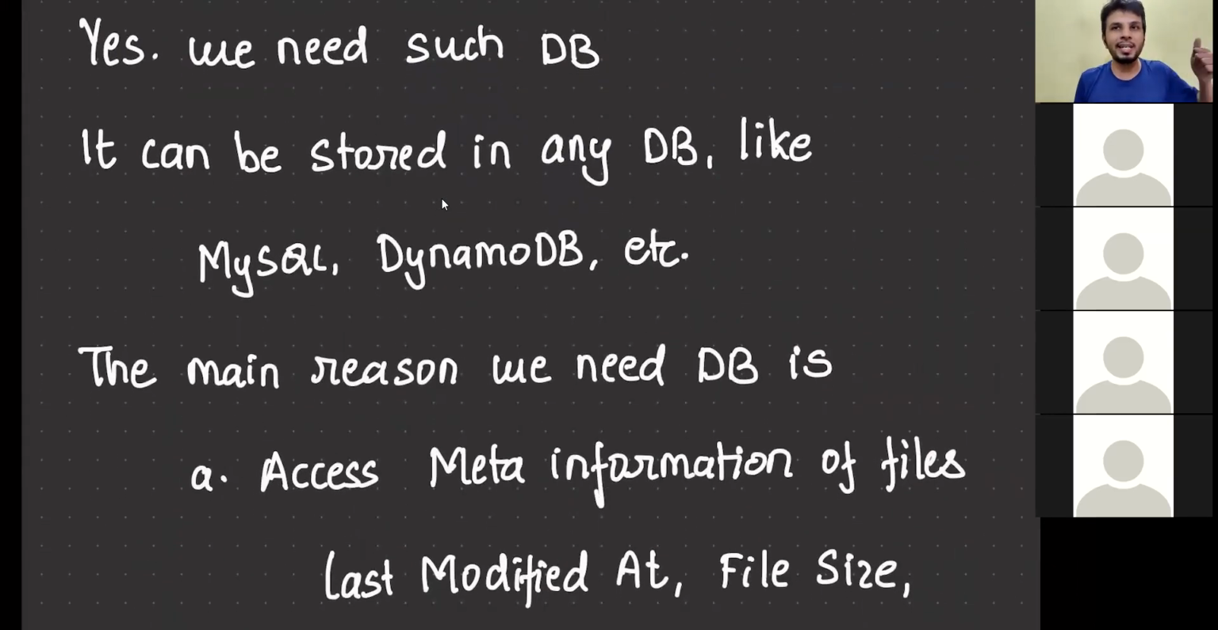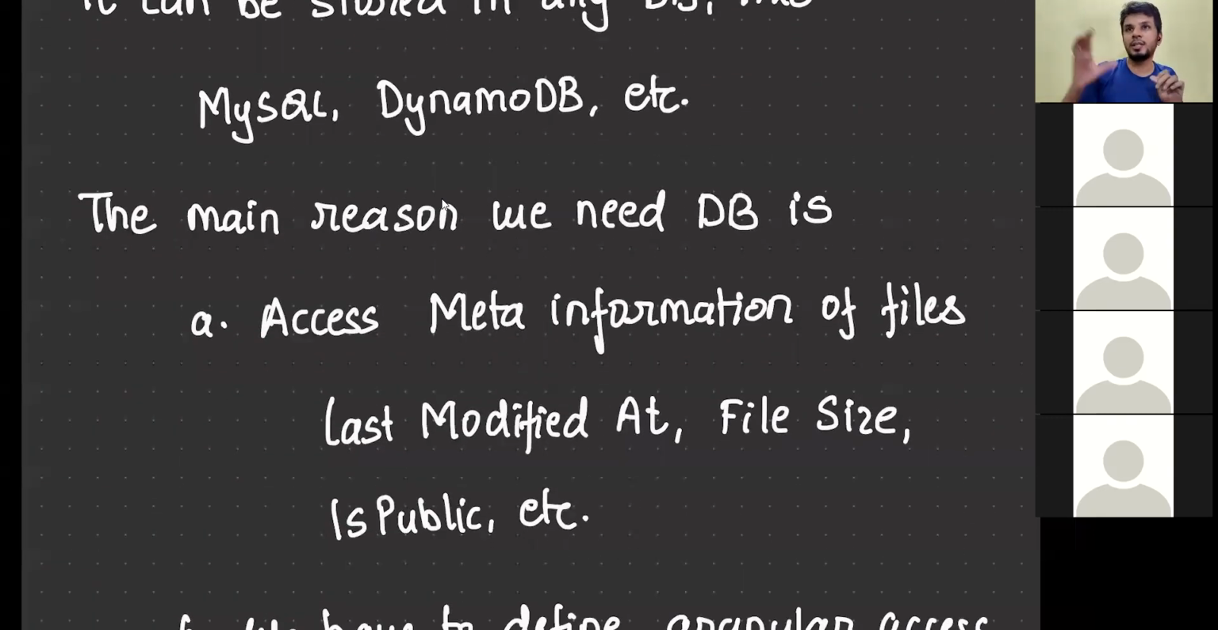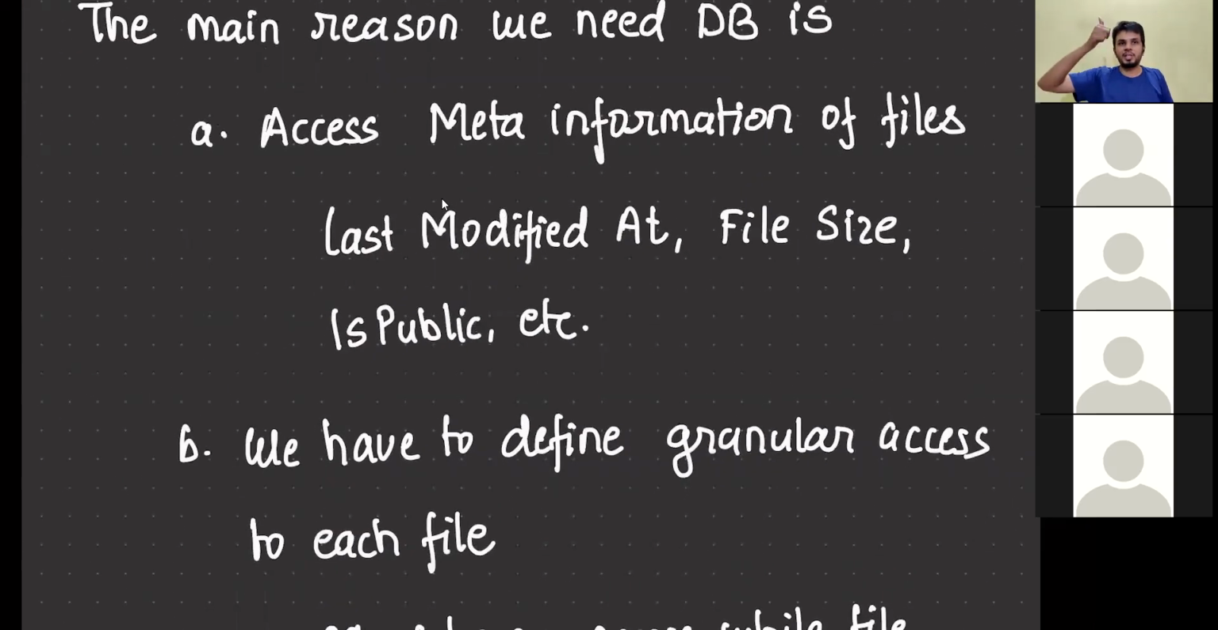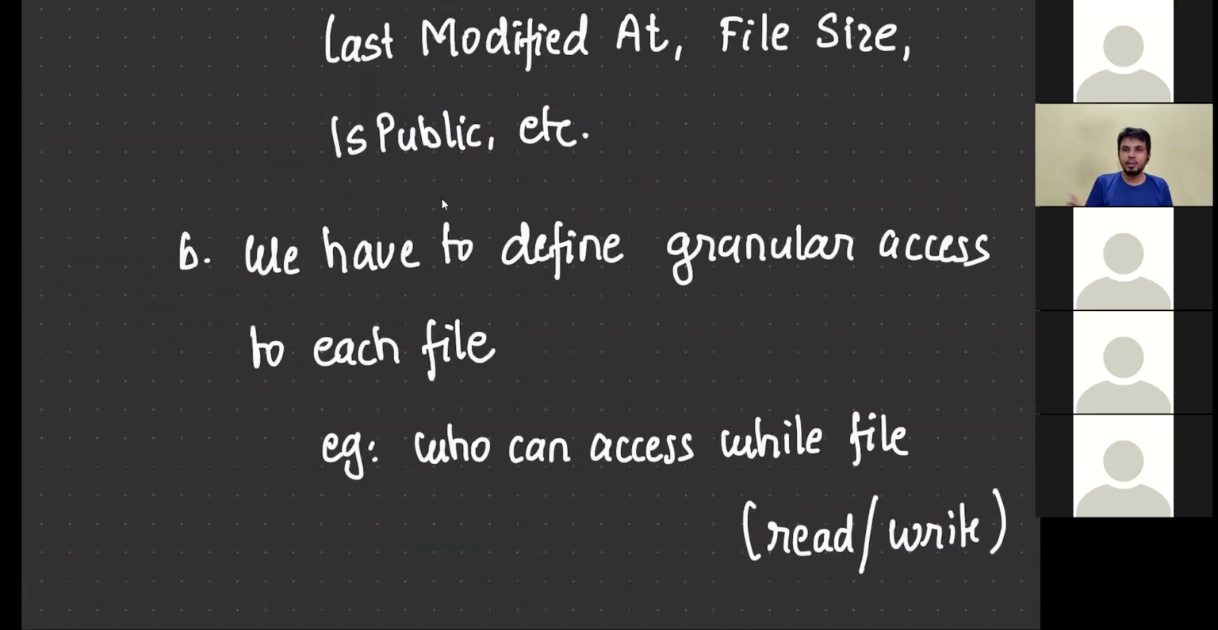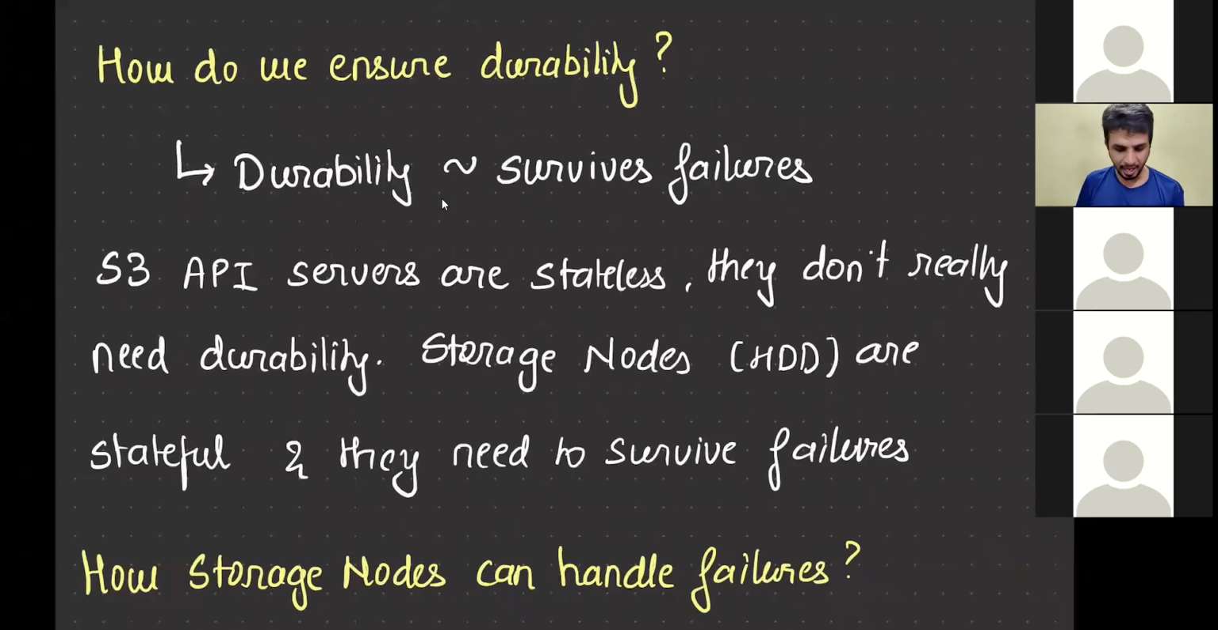You can use MySQL, DynamoDB, any database, but it has to be sharded. You can shard it by bucket, because all the files of a bucket have to be linearly accessible on the interface. So you can shard it by bucket ID or bucket name, and you would have a sharded database for this. We need to access meta information of a file: last modified at, file size, is it public, who has what access. We need to define granular access to each file. That information needs to be stored somewhere, right? So we need one metadatabase to hold this kind of information.